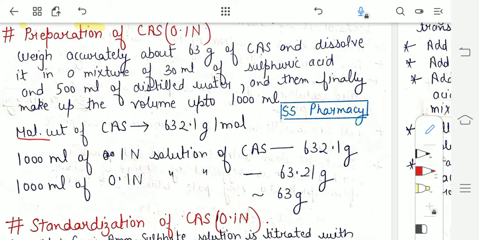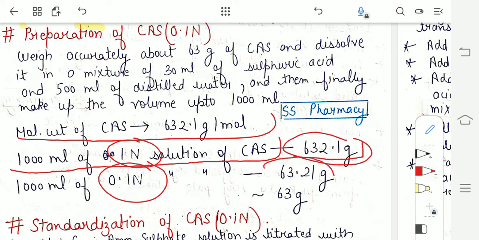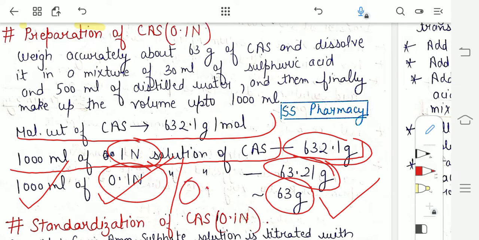So the molecular weight came out to be around this, which means that 1000 ml of one normal solution of ferric ammonium sulfate has these many grams of ferric ammonium sulfate. Instead of one normal, if we need 0.1 normal solution, then we will divide this by 10, which will be 63.21 gram, and if we round it off, it will be 63 grams. When we dissolve 63 grams of ferric ammonium sulfate in 1000 ml of distilled water, the solution which we get will have strength 0.1 normal or 0.1 molar, because these have the same strength. So up to here we are done with our preparation.